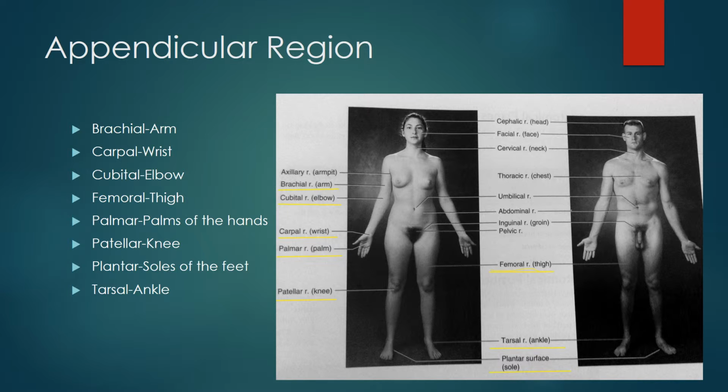Appendicular region. The brachial, which is the arm. The carpal, which is the wrist. The cubital, which is the elbow. The femoral, which is the thigh. The palmar, palms of the hands. Patellar, which is the knee. Plantar, which are the soles of the feet. Tarsal, which is the ankle. I have everything highlighted in yellow in the picture for the appendicular region.